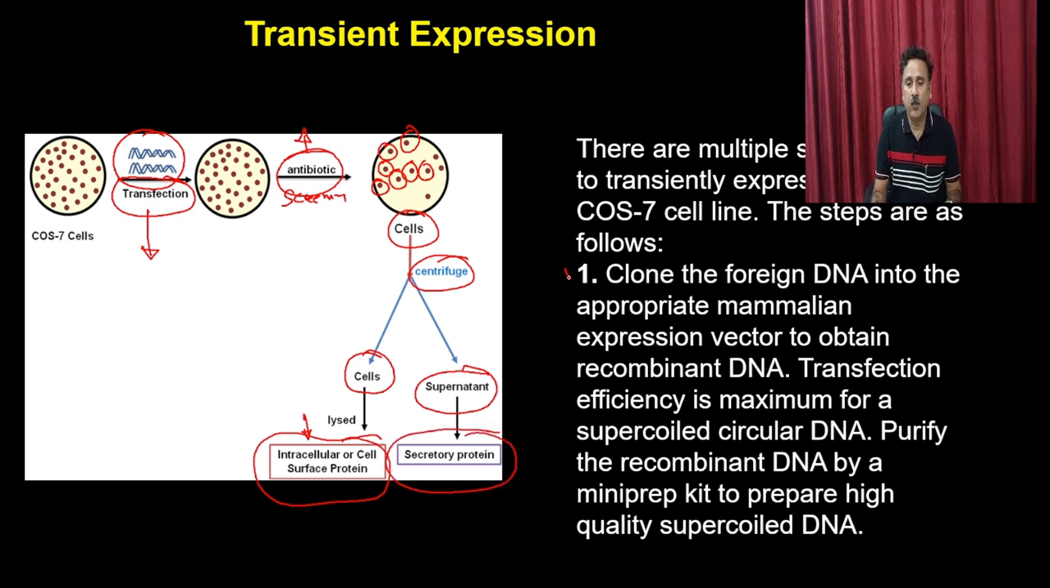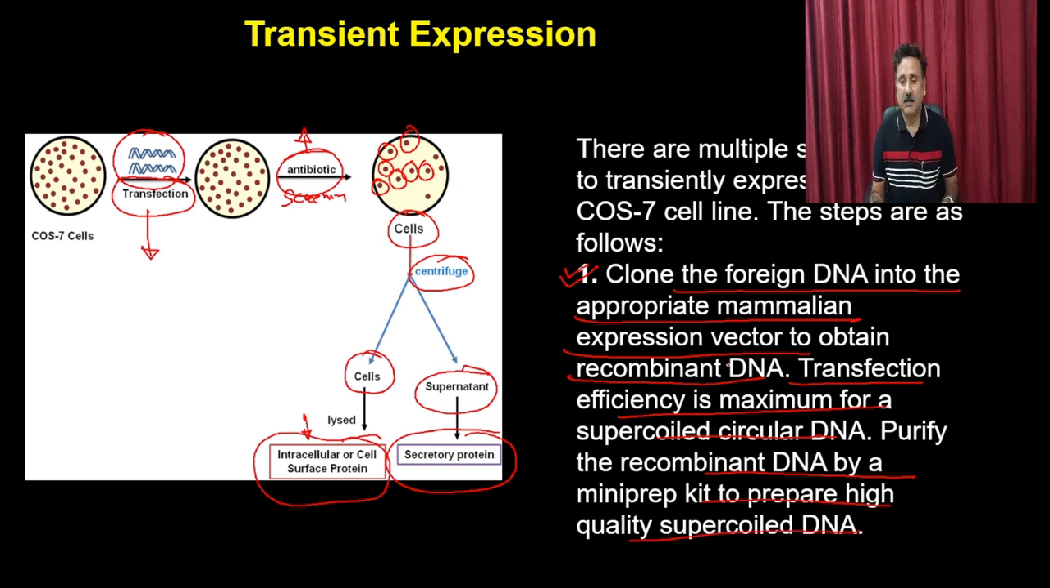So step one, you are going to clone the foreign DNA into the appropriate mammalian expression vector to obtain the recombinant DNA. Transfection efficiency is maximum for supercoiled DNA, and you can purify the recombinant DNA by a mini prep kit to prepare high quality supercoiled DNA. Mammalian vectors we are going to discuss in our subsequent lectures.